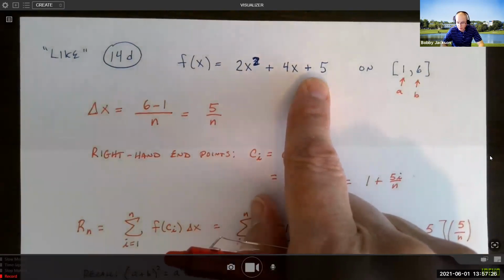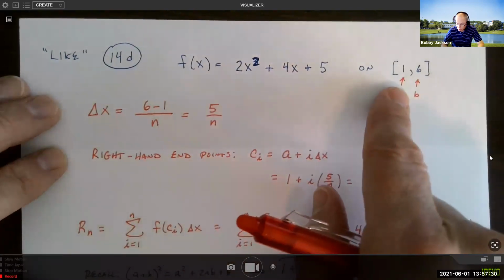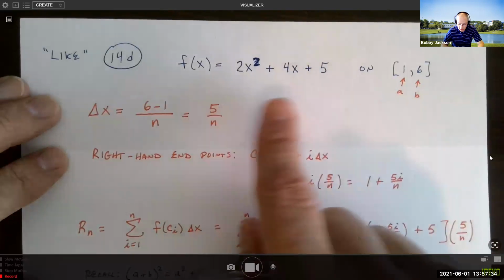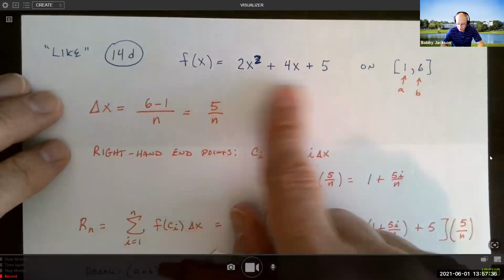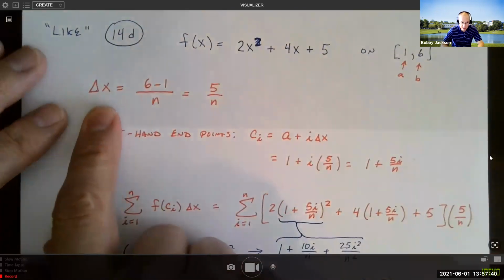And then we're going to take the limit as n goes to infinity of that expression. It's going to be over the interval from 1 to 6 in this problem. So very similar to the one given in 14D, just the numbers changed around a little bit. Let's see what happens. We need the width of each interval.